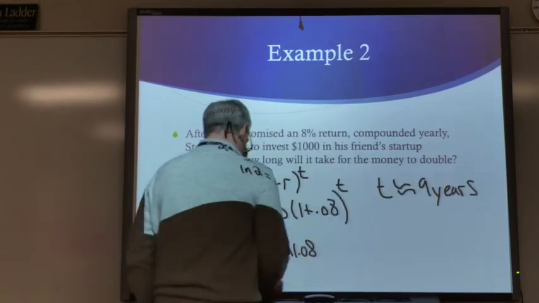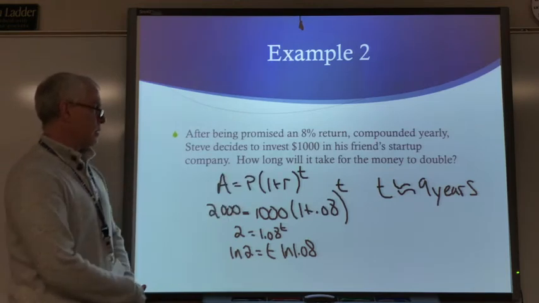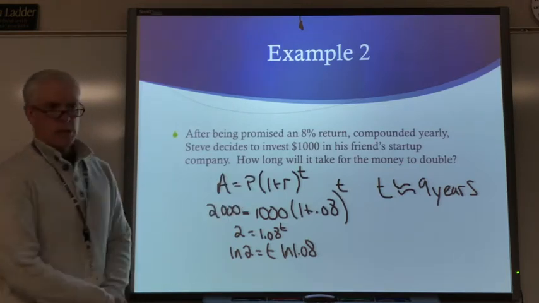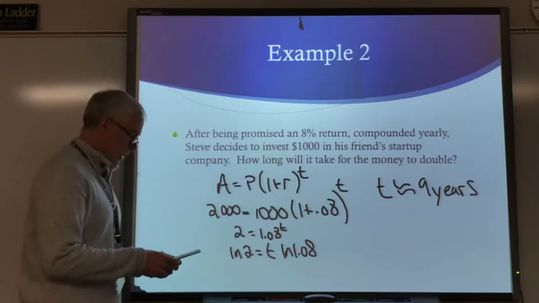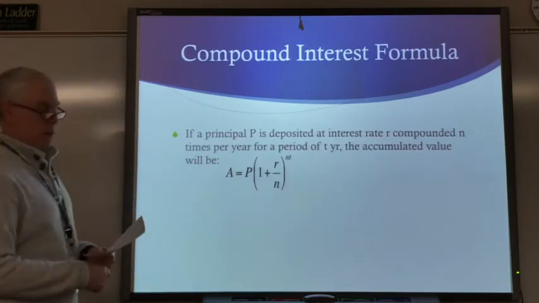9 years. So if you put $1,000 into an investment that gives you 8% compounded yearly, it will take you 9 years for that to double. Okay? All right, now, what if I want to compound it more times?